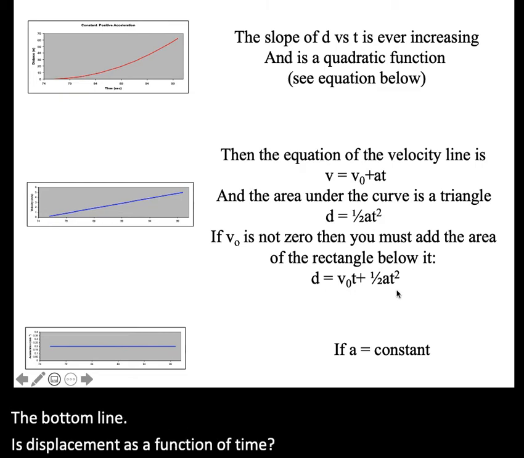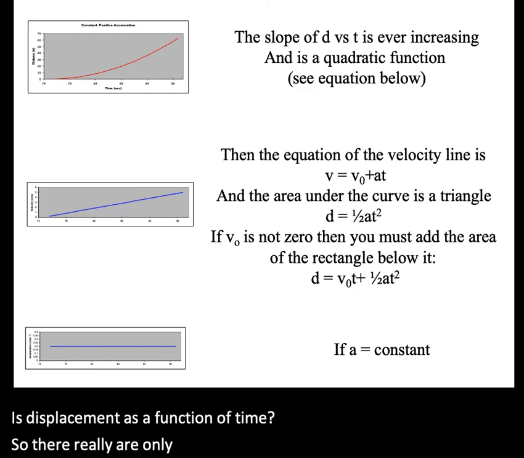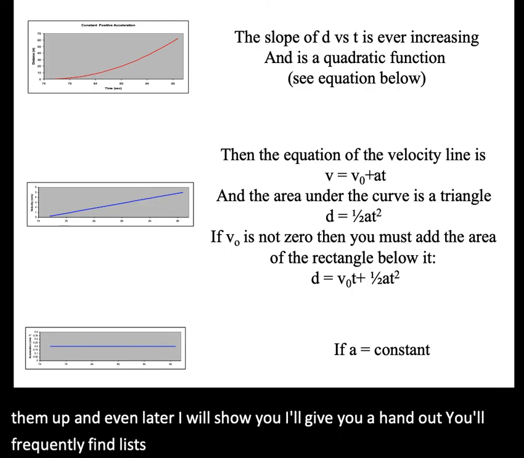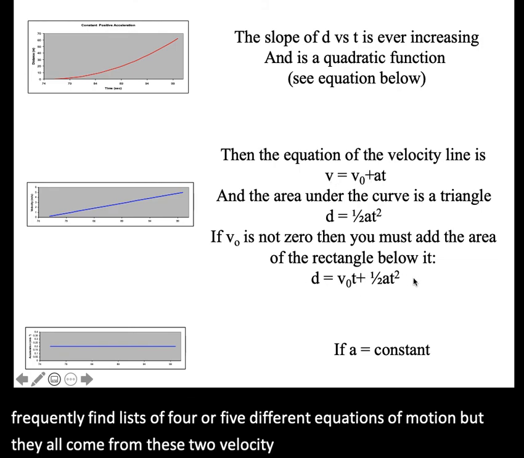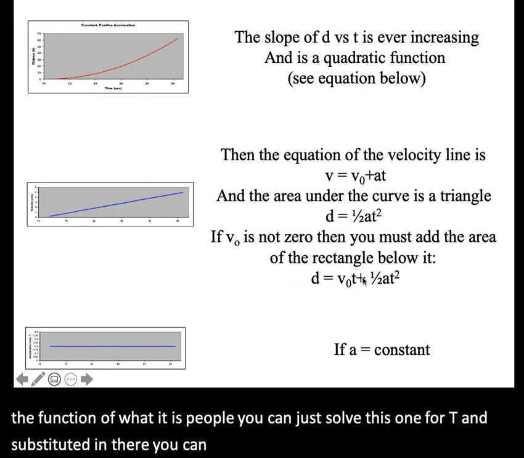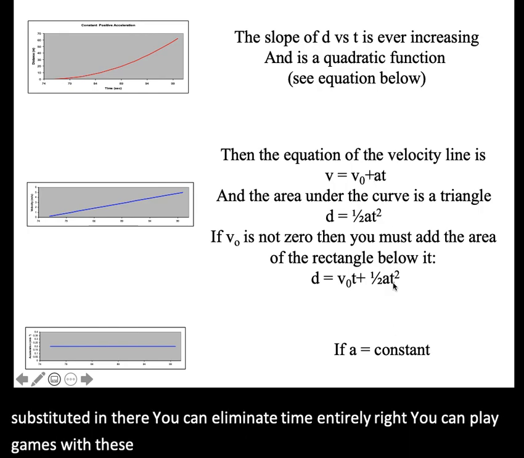So there really are only two kinematic equations. Now, when you look them up, and even later I will show you, I'll give you a handout, you'll frequently find lists of 4 or 5 different equations of motion. But they all come from these two: velocity as a function of time and displacement as a function of time. You can just solve this one for t and substitute it in there. You can eliminate time entirely, right? You can play games with these two equations depending on what unknown you're anticipating seeing, right?